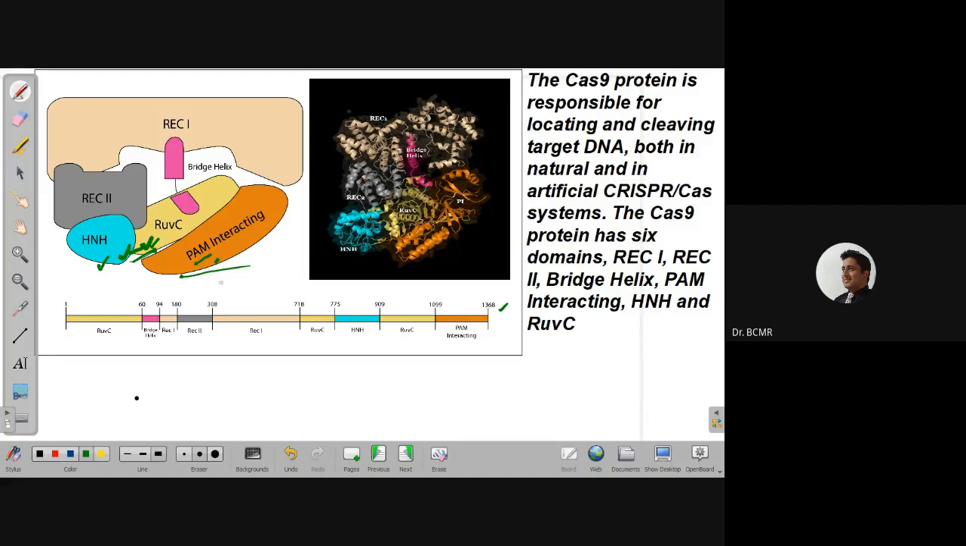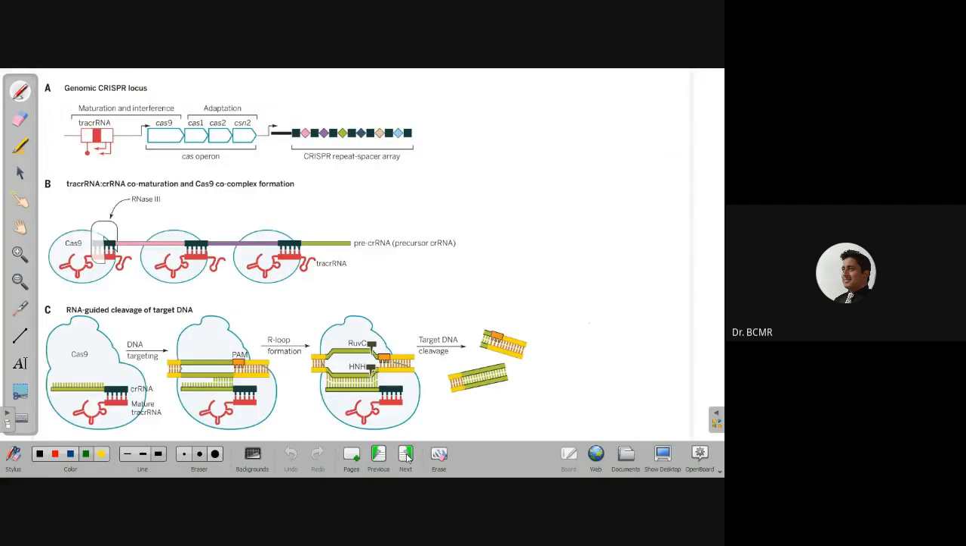The target sequence should have a PAM sequence nearby. So the CRISPR RNA binds something like this, and the Cas9 PAM interacting domain should be interacting with the PAM sequence that is present here. Just briefly try to remember those things.